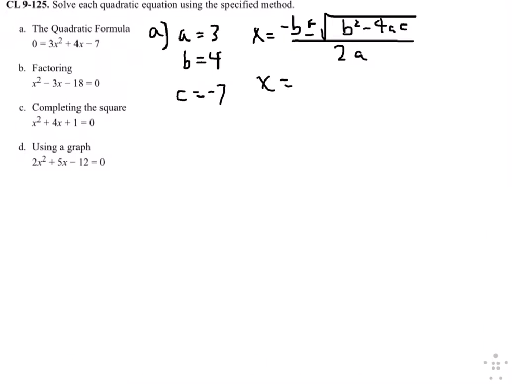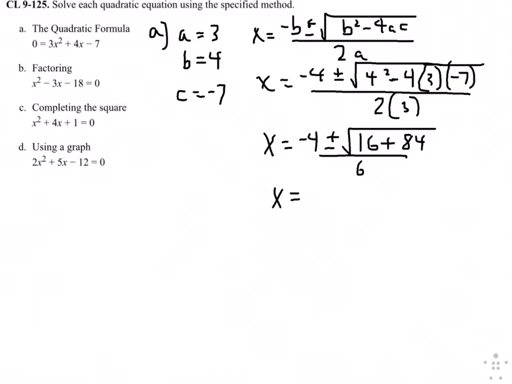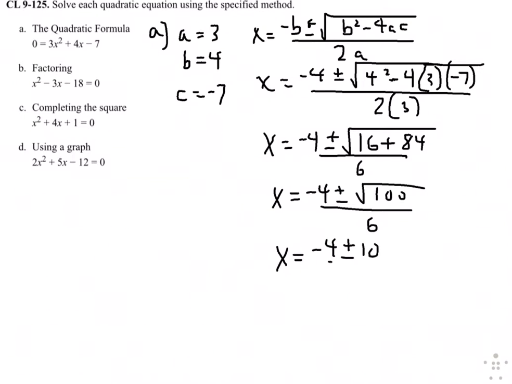So we'll substitute in now. x equals -4 plus or minus the square root of 4 squared minus 4 times a, which is 3, times c, which is -7, right? That's a minus, all over 2 times 3. So we get -4 plus or minus the square root of 16 plus, right? 4 times 3 is 12, times 7 is 84. 16 plus 84 is 100, over 6. So x equals -4 plus or minus root 100 over 6, so x equals -4 plus or minus 10 over 6.